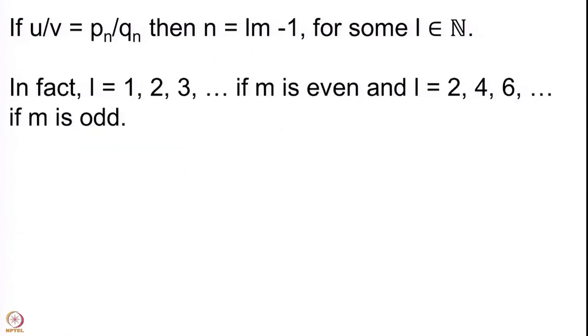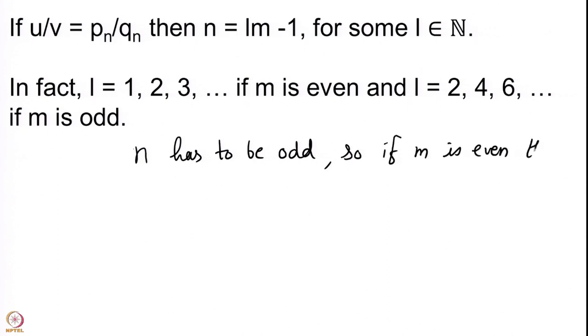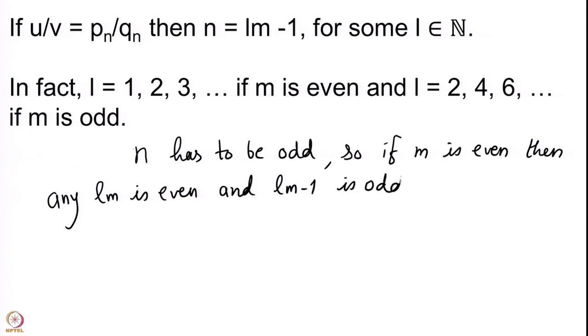Furthermore, these L's have to be 1, 2, 3 when m is even and 2, 4, 6 when m is odd. That is because we want our n to be odd. n has to be odd. So, if m is even, then any Lm is even and Lm minus 1 is odd, this is okay. If m is odd, we want Lm minus 1 also to be odd.